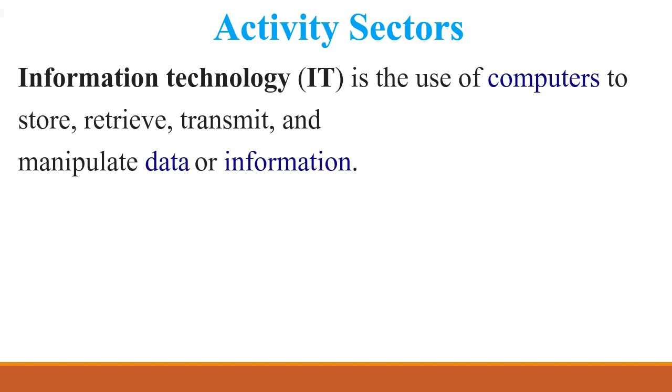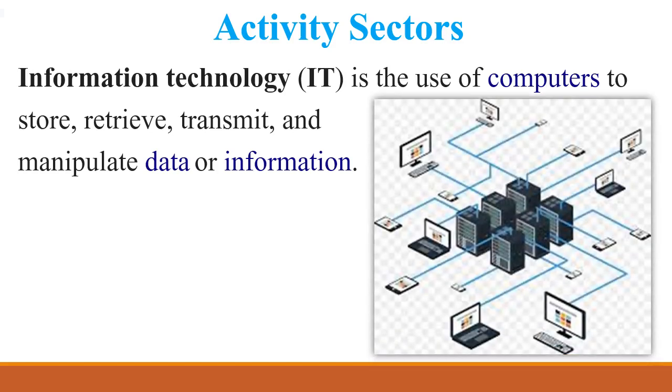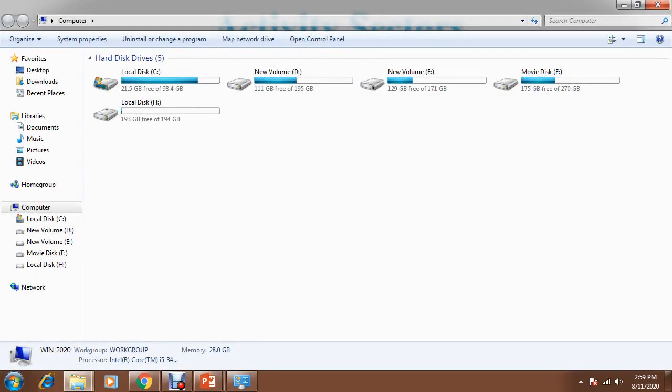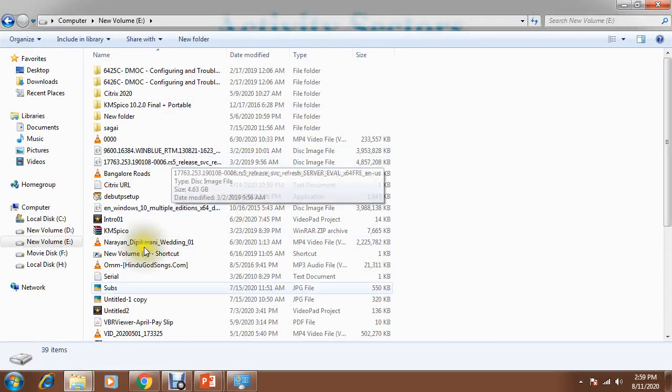For example, this is an organization where information technology is applicable, and a system administrator is working here. Here you will have lots of computers and some other IT infrastructure. Let me show you what it means. For example, this is my computer. I'm using this computer to store data. I have multiple drives here and lots of data. All data is kept here. I can delete any data. If I want to delete something, I can delete it from here.